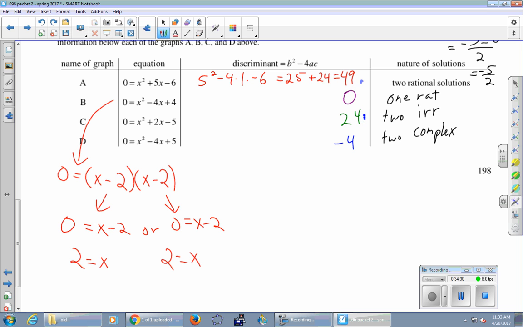So 20, 21, 22, 23, 24. Jump up here for 25 for just a second. 26, 27, 28, 29, 30, right? Any positive number that's a perfect square is rare. Most of them are going to be that flavor. And then anything negative has 2 complex solutions.